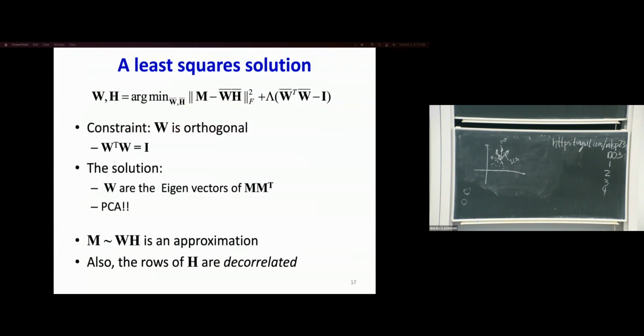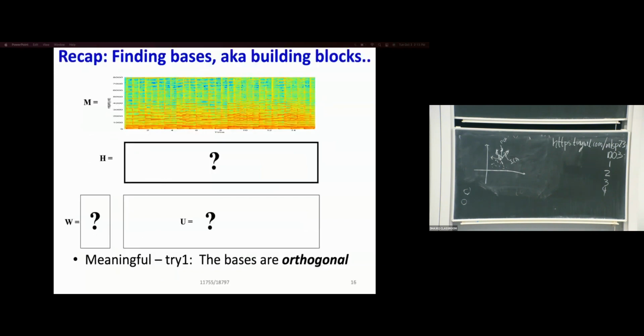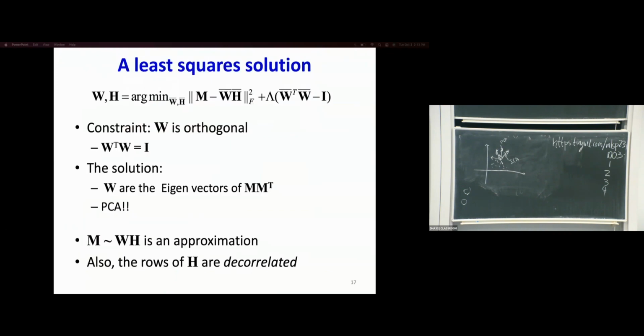So that's what this is. We enforce the constraint that we want WH, the multiplicative product, to be as close to M as possible. That's what that first term is. The second term enforces the orthogonality. So W^T W is I. And the solution we did before was, let's just use the eigenvectors, right? That's what PCA is. So this is one way to solve this problem.